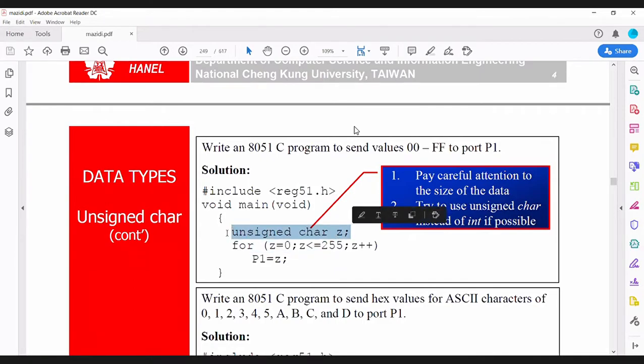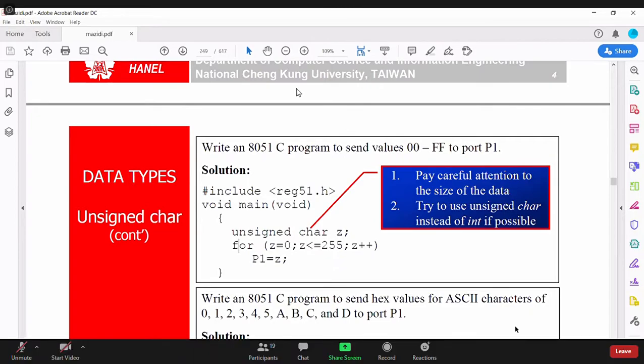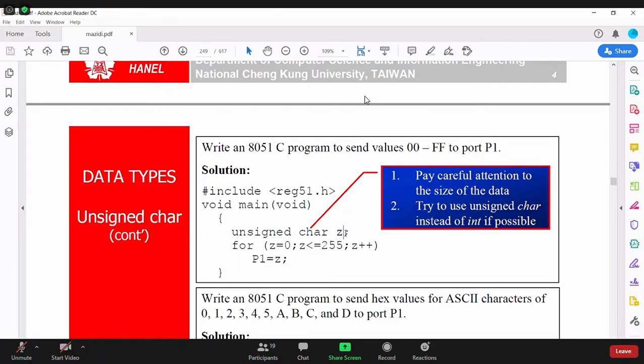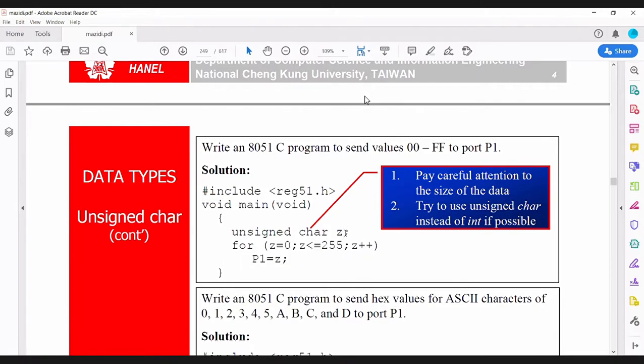So let's look at what is inside this function. Unsigned char z. What is z? Z is a user defined value here. Now this z has to have values from 0 to 255, and that is going to P1, same.